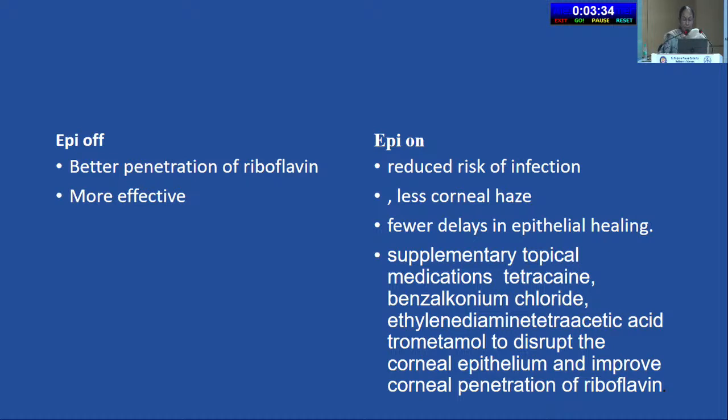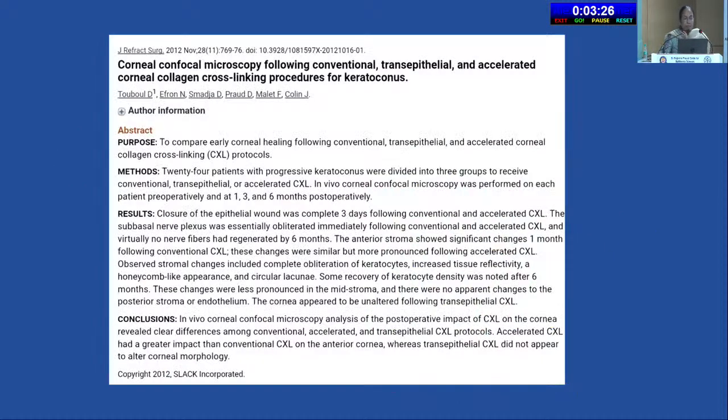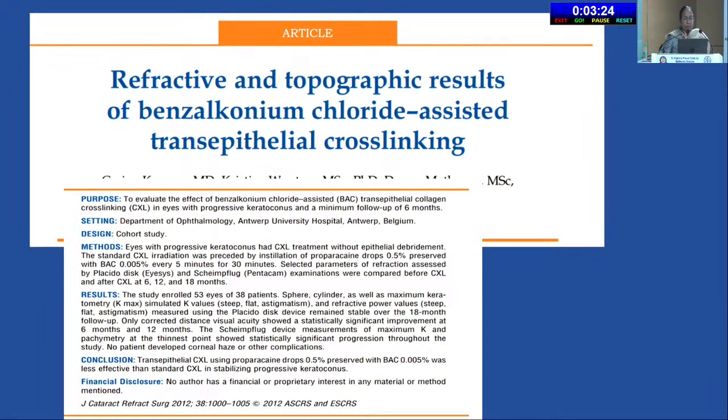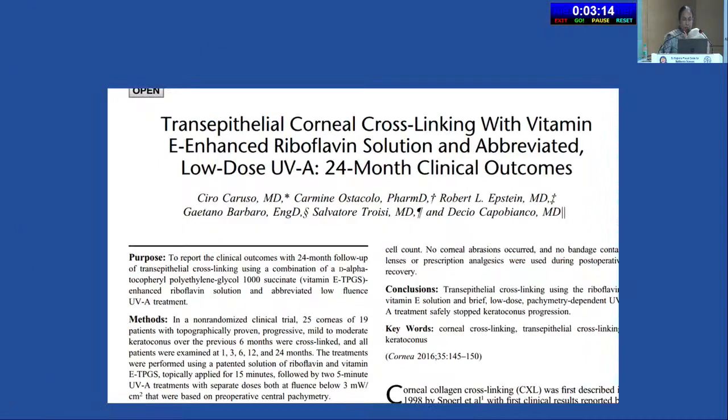We have also tried using the Sinskey dialer to make crisscross patterns, break up the desmosomal attachments and allow for better penetration. So the various studies showed, between the results of benzalkonium-associated transepithelial cross-linking, you could see that they were less effective than standard CXL in progressive keratoconus. So there were many studies based on that.